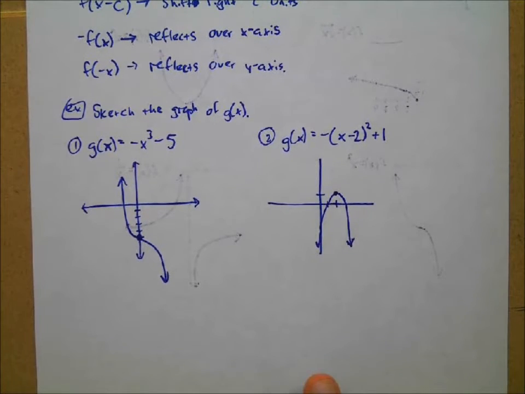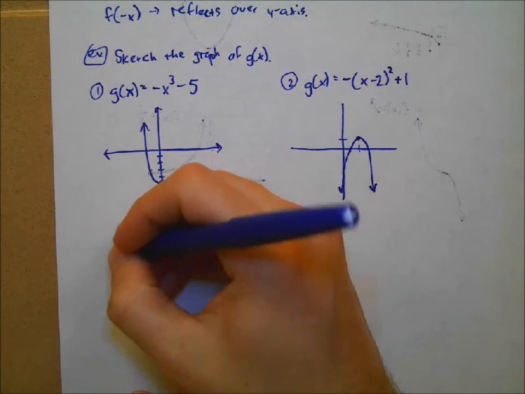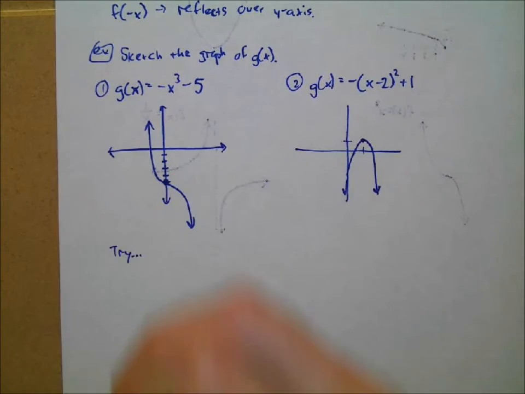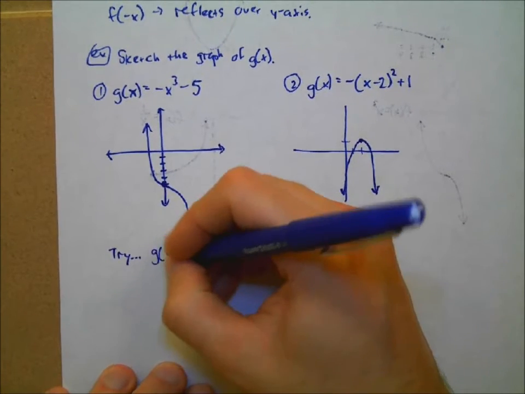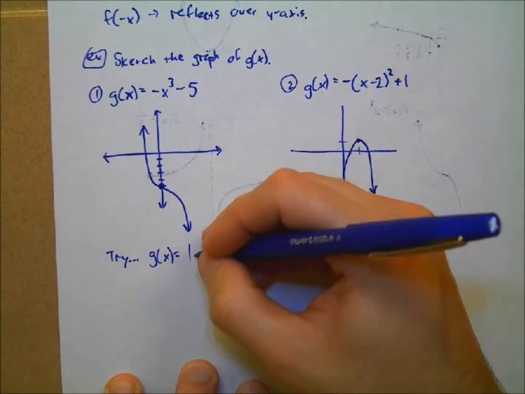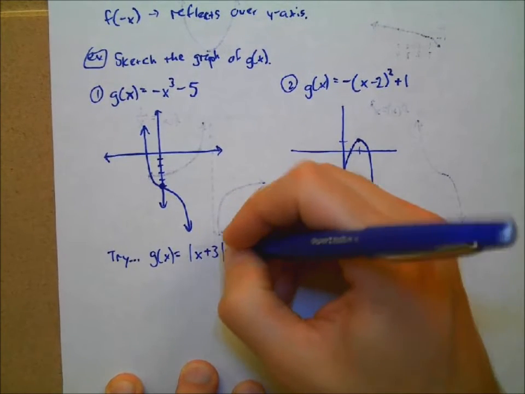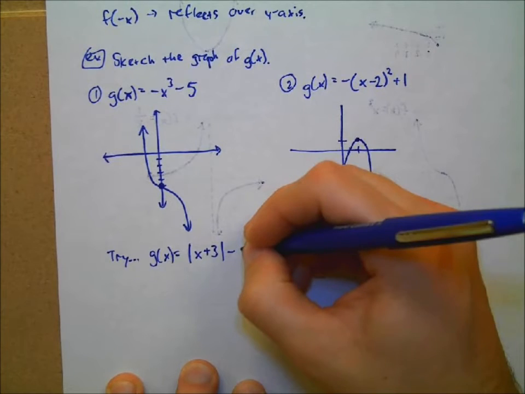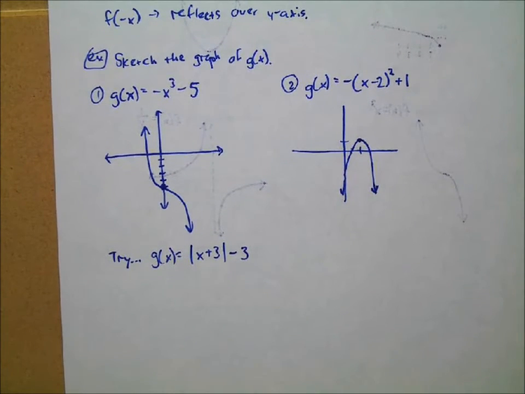Alrighty, and I'll give you guys one to try here. So you all try this one. G of x is equal to the absolute value of x plus 3, minus 3. Go ahead and sketch that real quick.